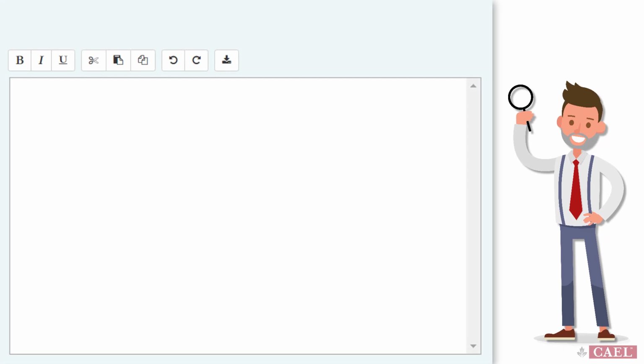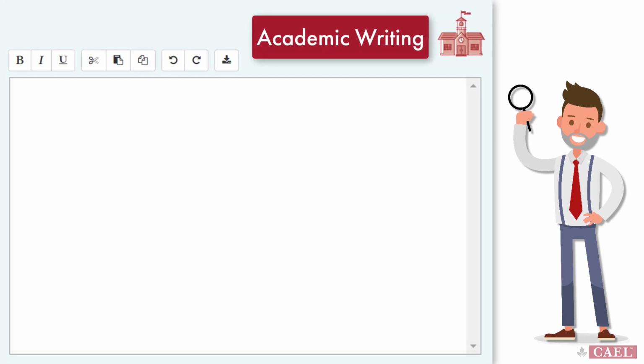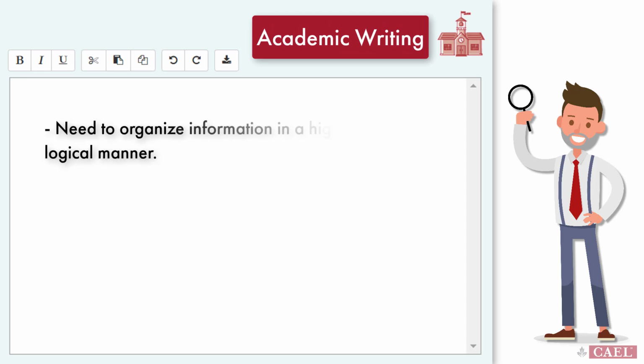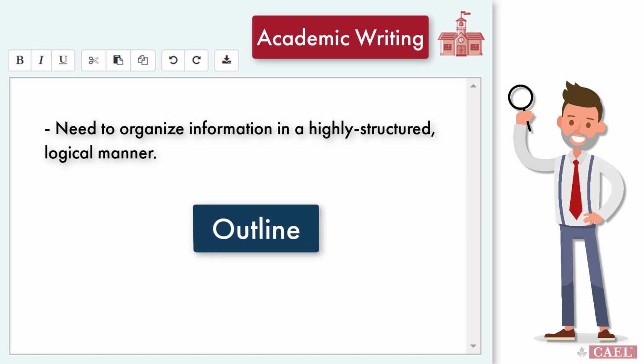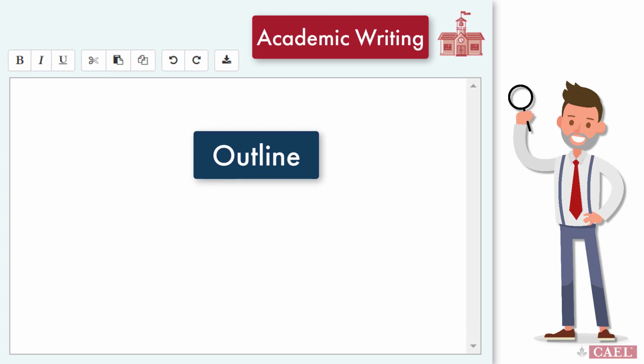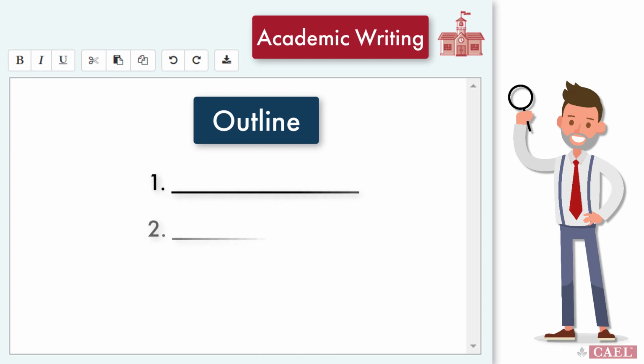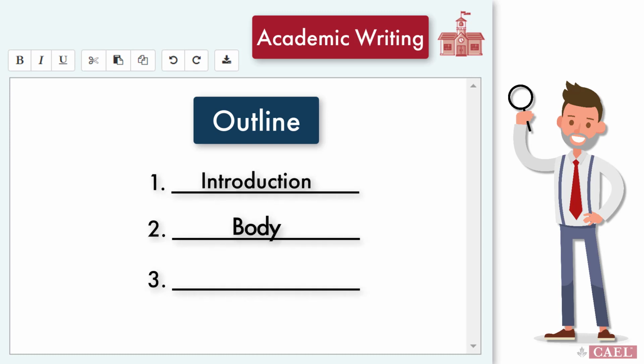Welcome back. Unlike spoken everyday English, in academic writing, we need to organize information in a highly structured, logical manner. A simple outline is the tool that many writers use to accomplish this. So, before I just start writing, I already have in my mind the three main parts of a longer piece of writing: the introduction, the body, and the conclusion.